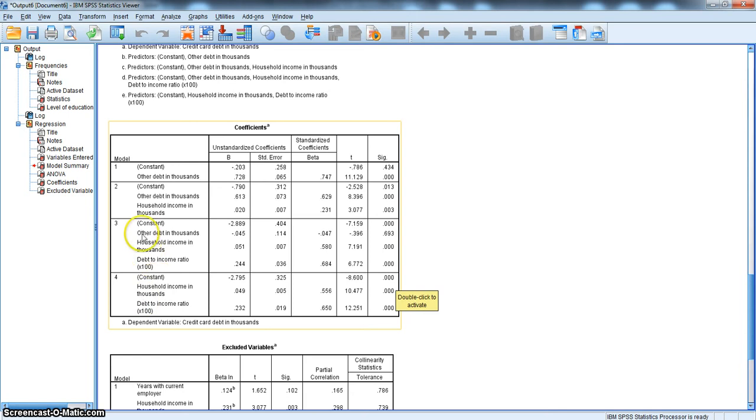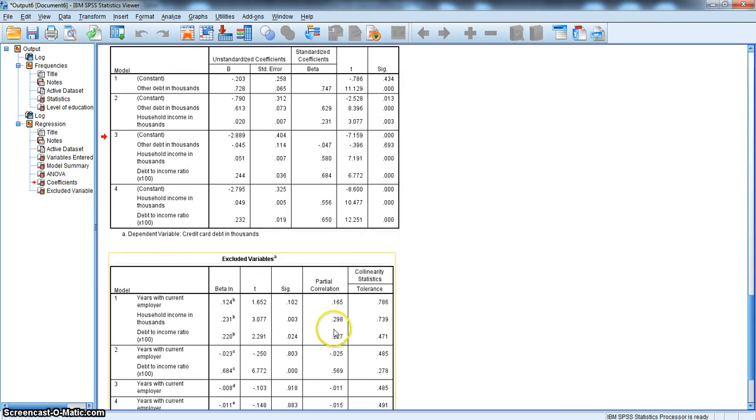So hopefully that makes sense. It was a predictor before debt to income ratio was added, but once debt to income ratio was added, it still maintained some predictive value, and other debt in thousands did not. So what this means is that these two variables here are potential covariates. They're correlated or predictive of the dependent variable, and they're not redundant, because if they were redundant, as you can see from up here, they would have been dropped out, or one of them would have been, which is what happened to other debt in thousands. So these are our two possible covariates.